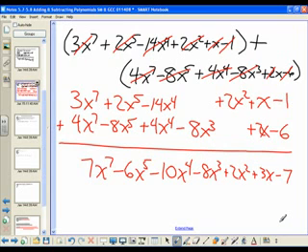Yes, ma'am. Oh, 1x plus 2x is 3x. No, it was in this example. Our number was 1x.